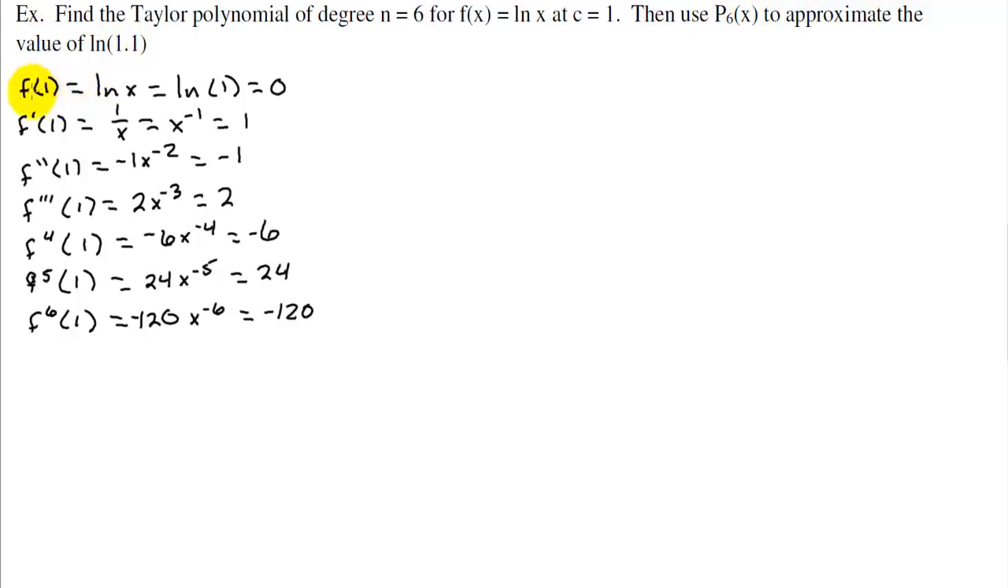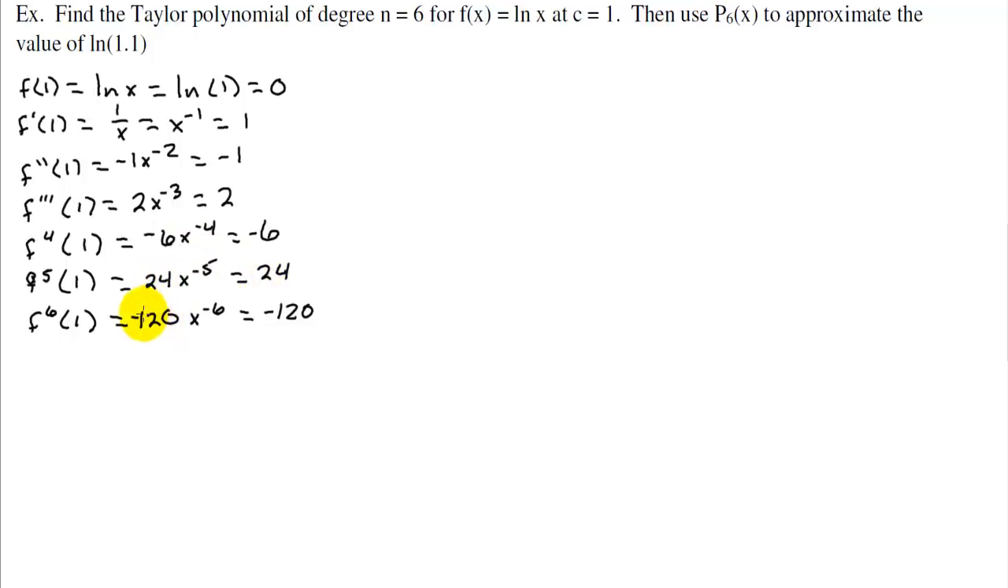So I've kind of fast forwarded here. F of 1 equals the natural log of x, that's the function, and natural log of 1 is 0. Then the first derivative of natural log of x is 1 over x. That's really x to the negative 1, and when we plug in 1, we get 1. Then we do the next derivative, and we get negative 1. The next derivative, we get 2. Then we get negative 6 on the next derivative, just using the power rule for derivatives.